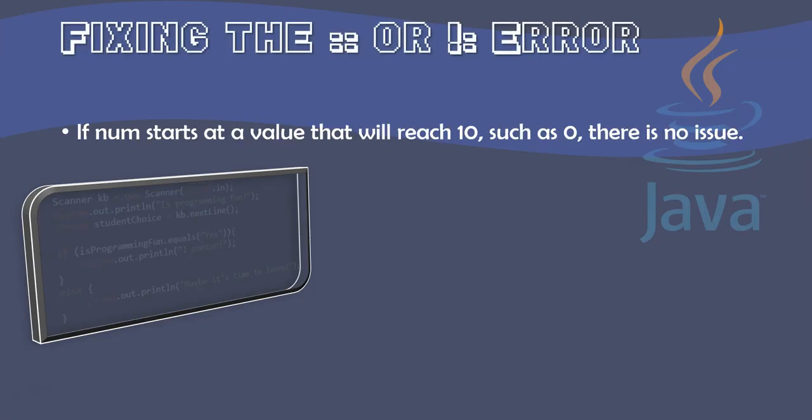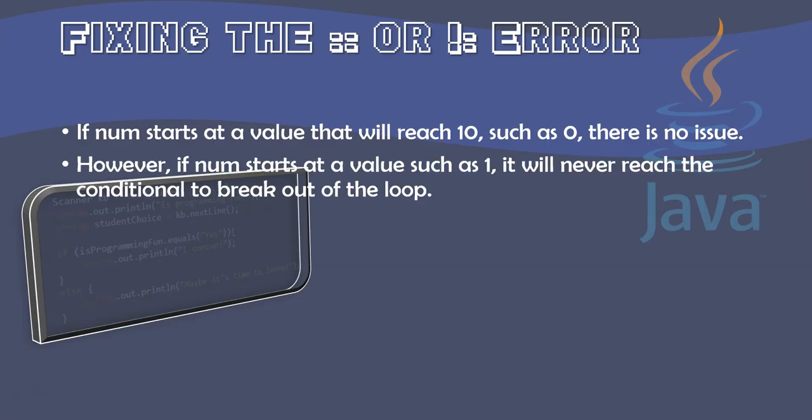Well, if num were to start at a value that reaches 10, such as 0, there's no issue because it's going to go 0, 2, 4, 6, 8, 10. Oh, 10, break out of the loop. However, if num starts at a value such as 1, it's never going to reach the condition to break out of the loop because it's going to go 1, 3, 5, etc. And it's just going to skip right over 10 because it's going to hit 7, 9, 11, never going to hit 10.